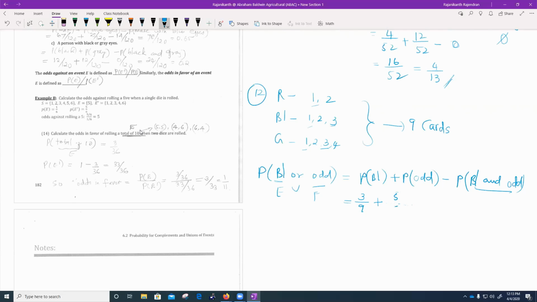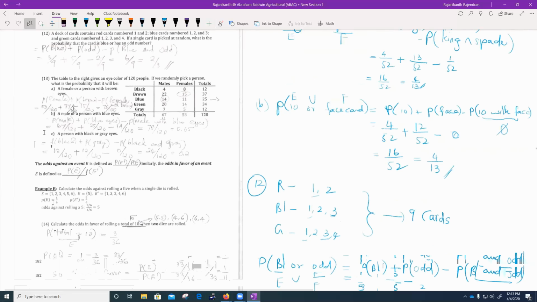Then I'm subtracting the probability of getting blue. You remember you are drawing only a single card. So that card should be blue color with an odd number. So the blue cards have 2 odd numbers, right? Therefore, that is 2 over 9. So if you simplify this fraction, 5 plus 3 is 8, minus 2 is 6 over 9. That is 2/3.